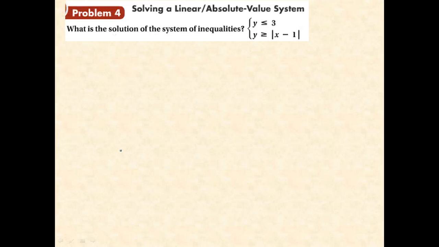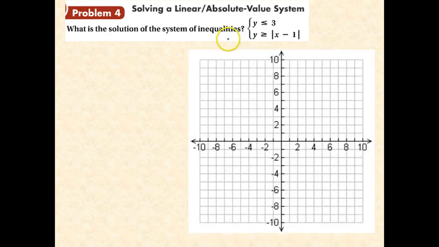And I probably should mention that your secret code phrase is pickle butter. Pickle butter. Okay, so what's the solution to this system of inequalities?